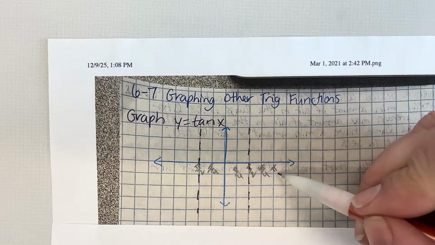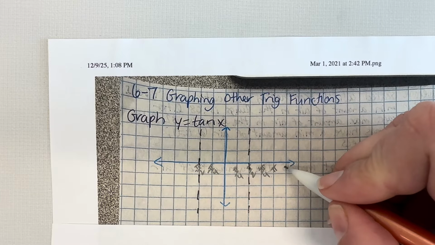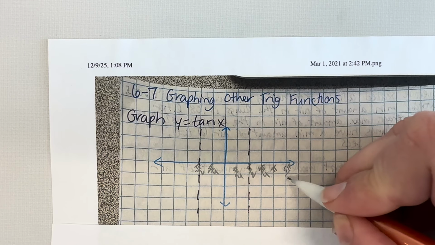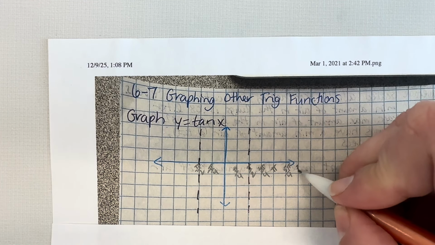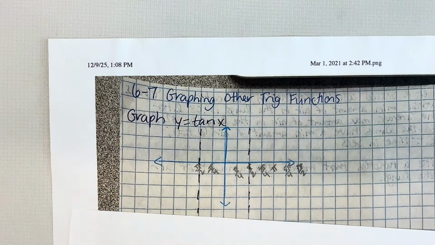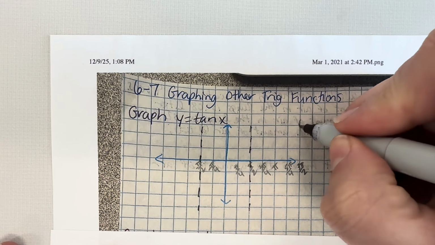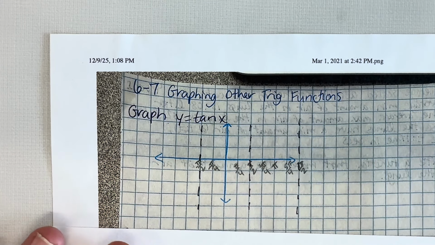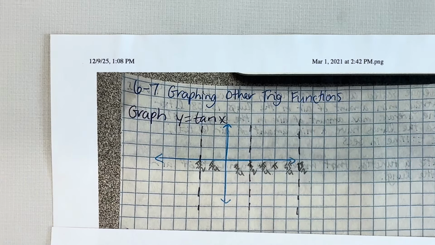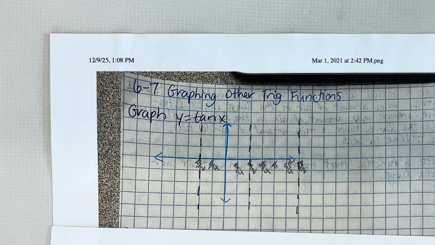So this is 3 pi over 4, 4 pi over 4, 5 pi over 4, and then 6 pi over 4, which is 3 pi over 2. So I'm going to put one right there so I can give myself another dotted line here. All right, so that means that we're going to break our tangent into functions, and our functions aren't going to exist at the pi over 2.